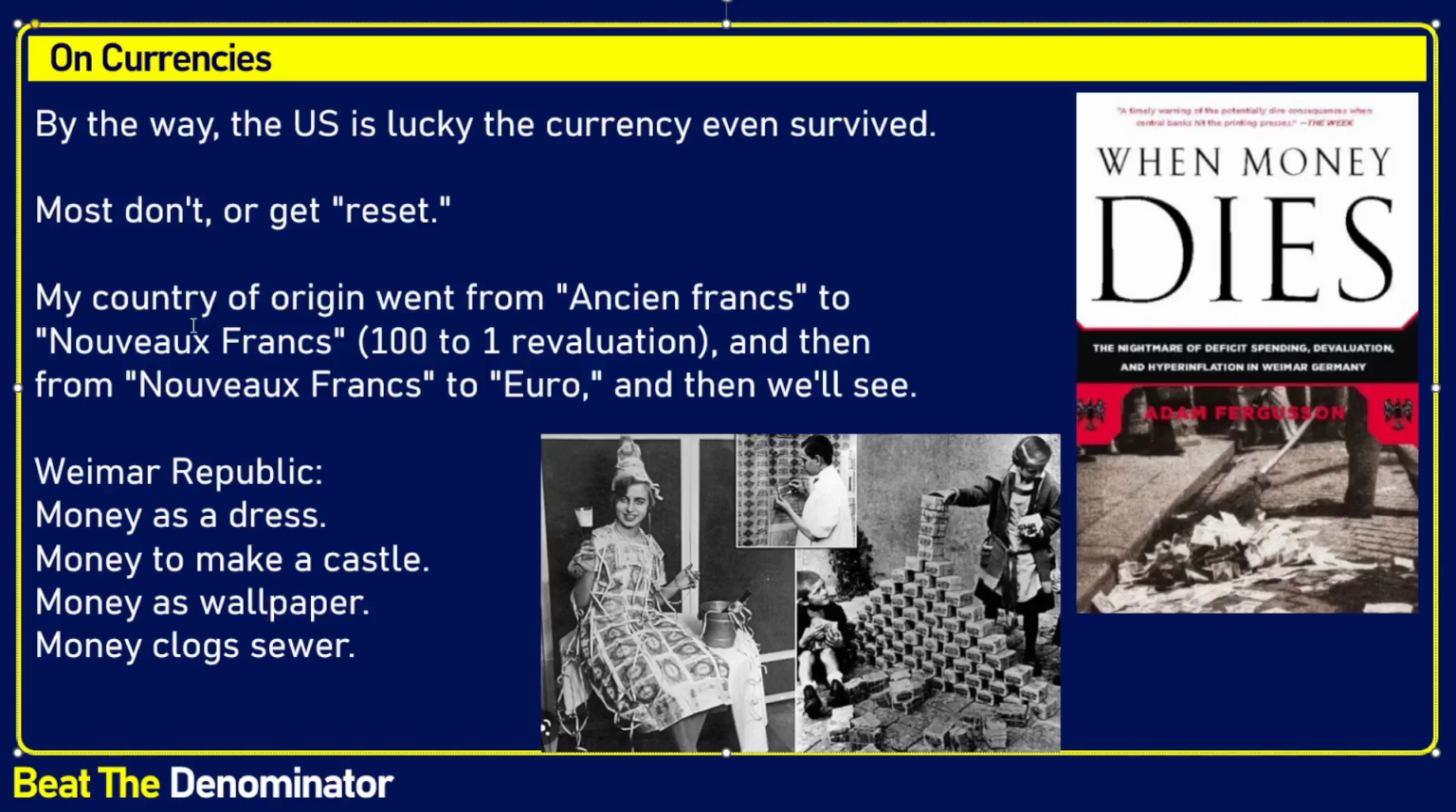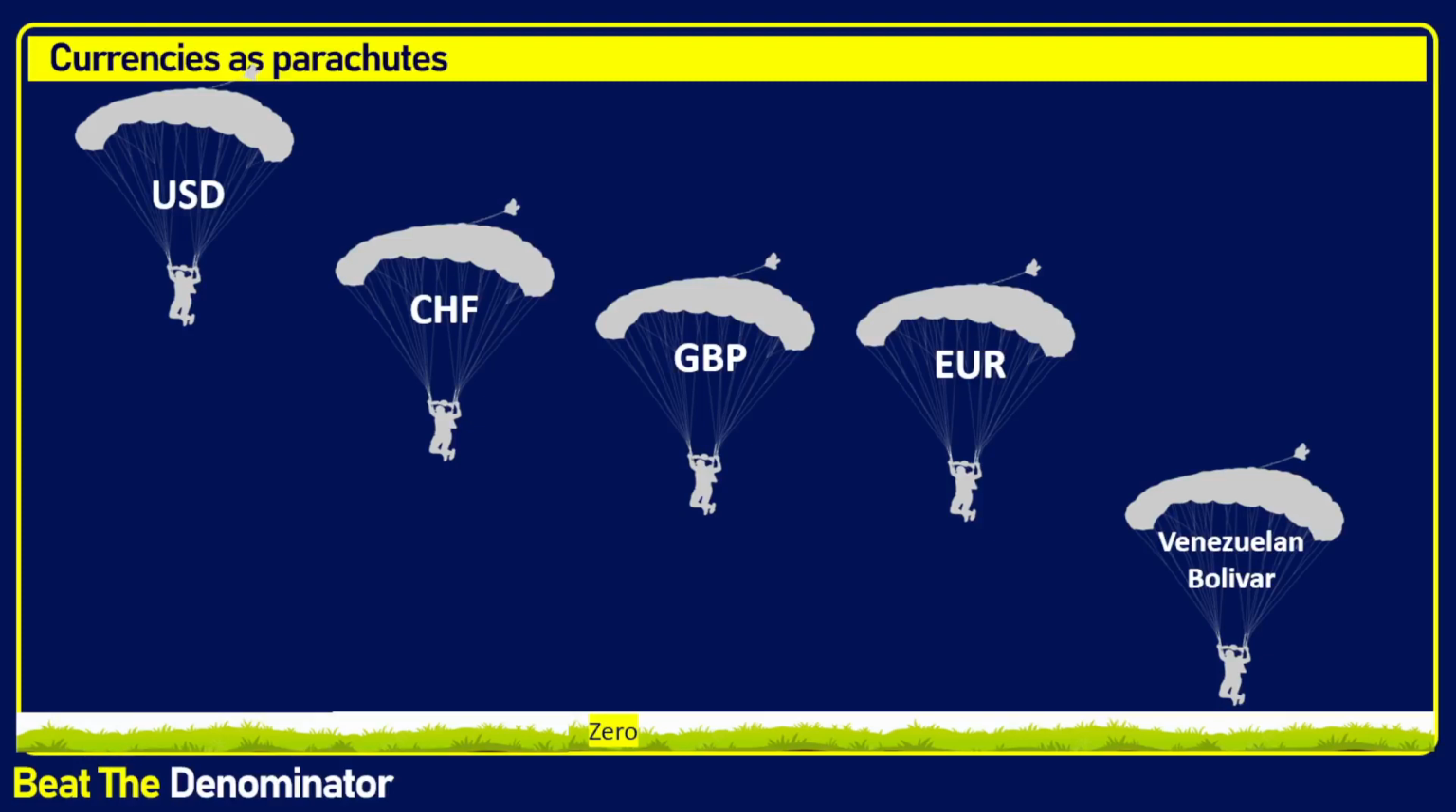But why is it important to understand currencies as parachutes for a stock investor? Well, this is an example of the way you could view the world. So you have currencies that are doing better at devaluation than others for the longest time.